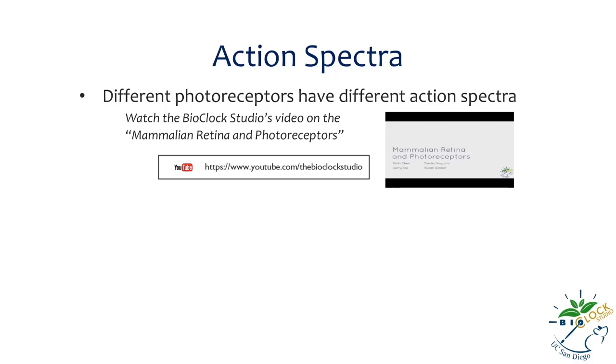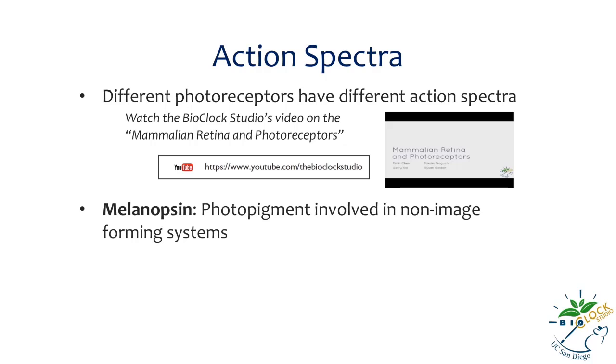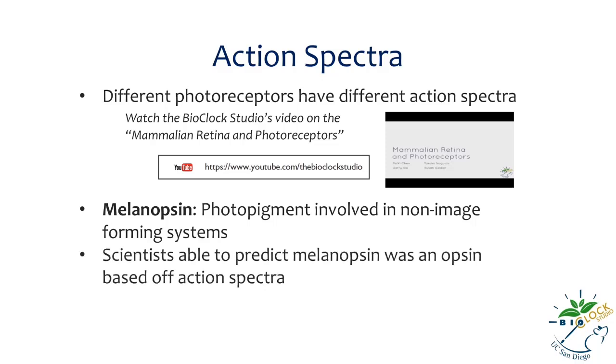A good example of this property is the recent discovery of mammalian melanopsin, which is a photopigment involved in non-image forming systems. Based on the action spectrum for pupil constriction and other non-image forming photic responses, scientists had already predicted that the photoreceptor was likely an opsin, even before it was fully characterized in the mammalian retina.